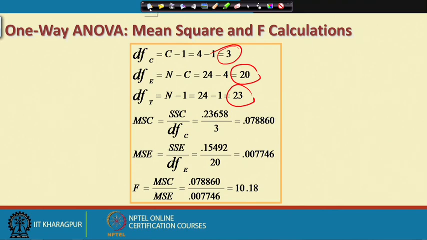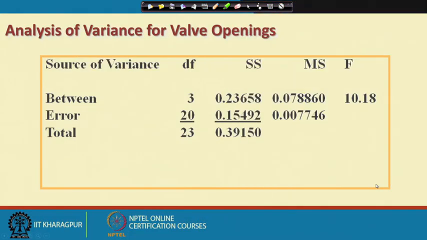So, you can calculate it, and 10.18 is how the F calculated value comes out. Then you go to the F critical, and this is the F calculated, and then you have to take the decisions. Now, corresponding to this problem.